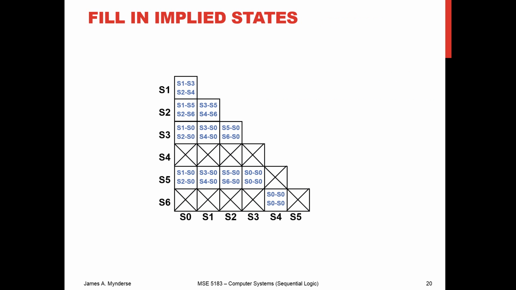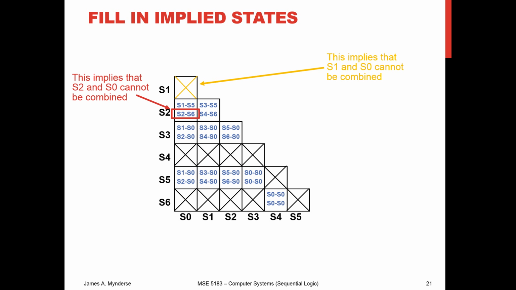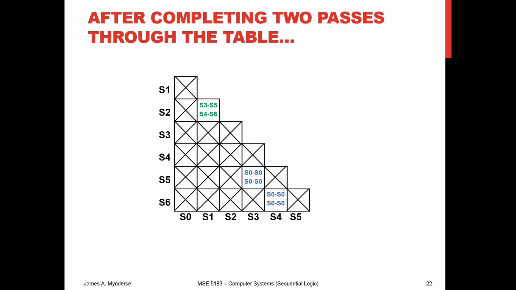Next thing, we write in all of our implied states. So S4, let's see, these were all done because of outputs being different. We'll go through the implied states. S2 and S4, we know they have different outputs, so they can't be combined. Well, S0 and S1 can't be combined because S2 and S4 are different. So we put in our X. And now we go down to the next one. S2 and S0 is that next square, and S2 and S6, the next states in there, also can't be combined, and so we can keep on going through.